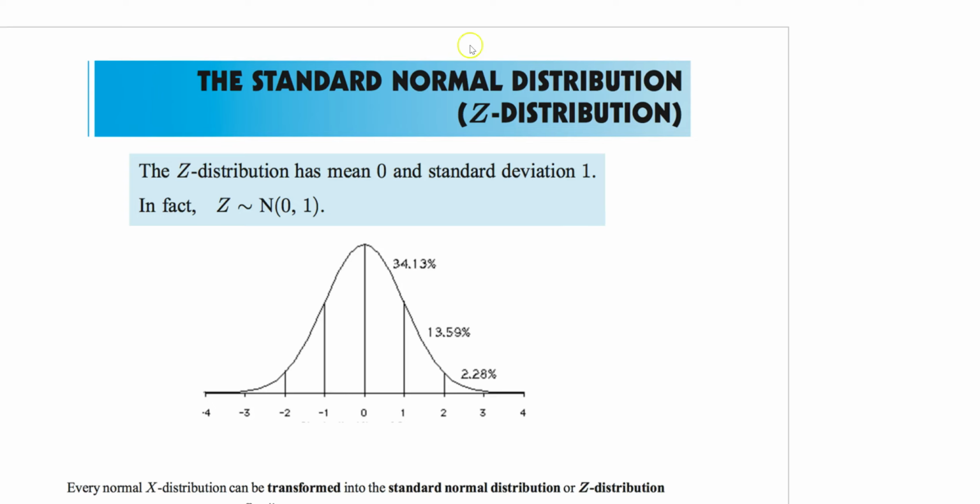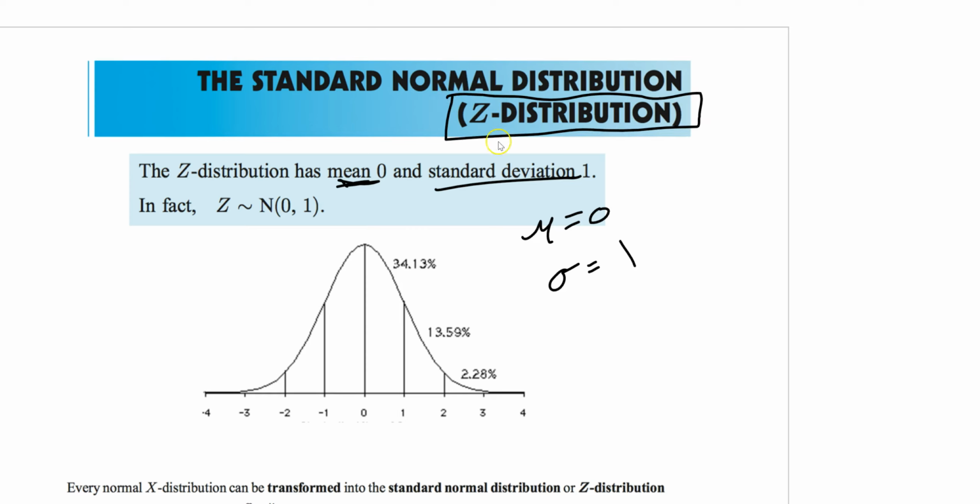The standard normal distribution, also known as the z-distribution, is a special case of the normal distribution, where the mean is 0 and the standard deviation is 1, right? So anytime you have mean equals 0, standard deviation equals 1, that's a standard normal distribution. It's a special case. There's two ways to call it. A lot of times we're just going to call it z. So anytime you see a z in normal, that's what they're talking about. They want the mean to be 0, and they want the standard deviation to be 1.